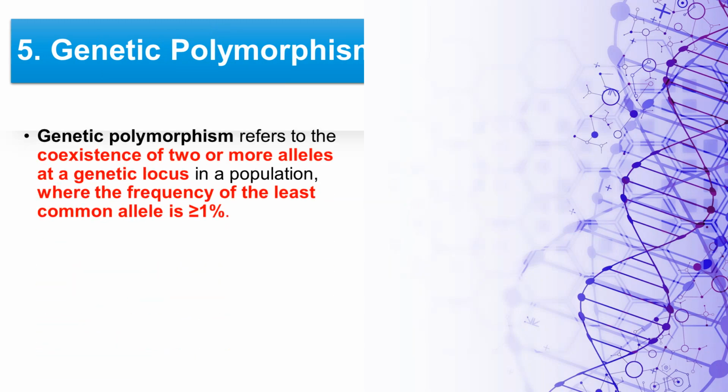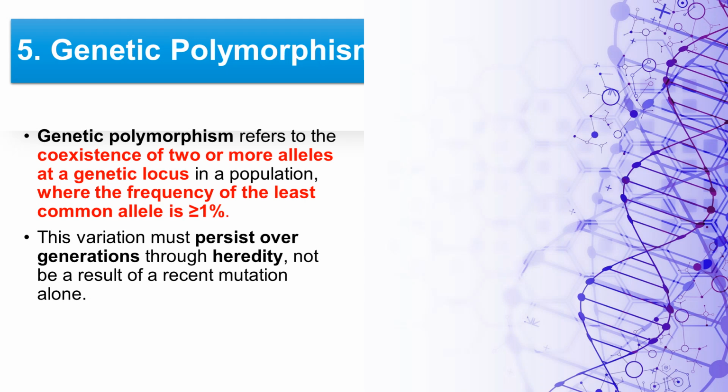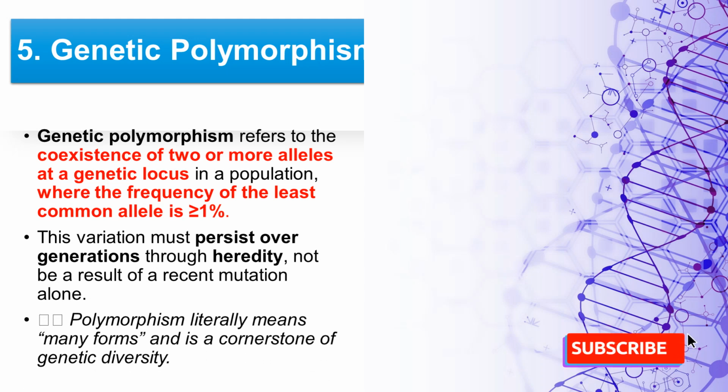Genetic polymorphism. Definition. Genetic polymorphism refers to the coexistence of two or more alleles at a genetic locus in a population where the frequency of the least common allele is greater than or equal to 1%. This variation must persist over generations through heredity, not be a result of a recent mutation alone. Polymorphism literally means many forms and is a cornerstone of genetic diversity.